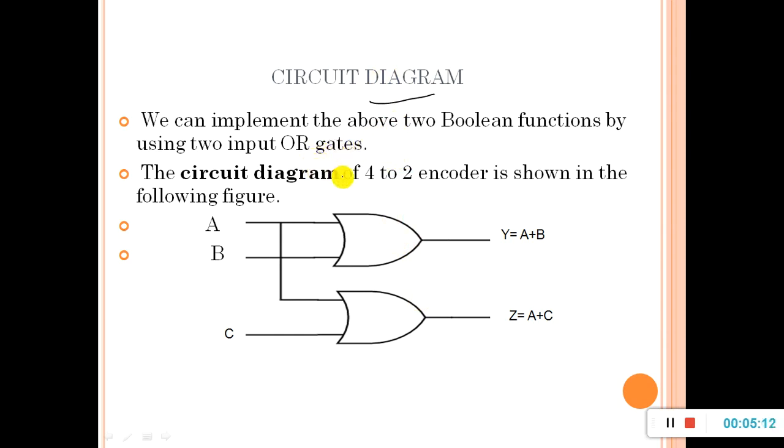Okay, so this is the 4:2 encoder. This is A and this is B. One output is this one and the other output is this one. So it was the 4:2 encoder. Fine.